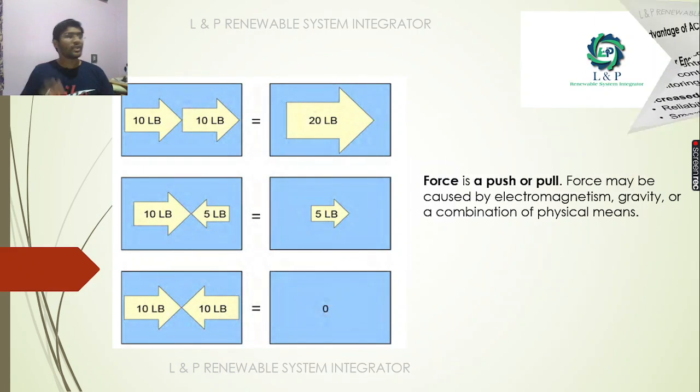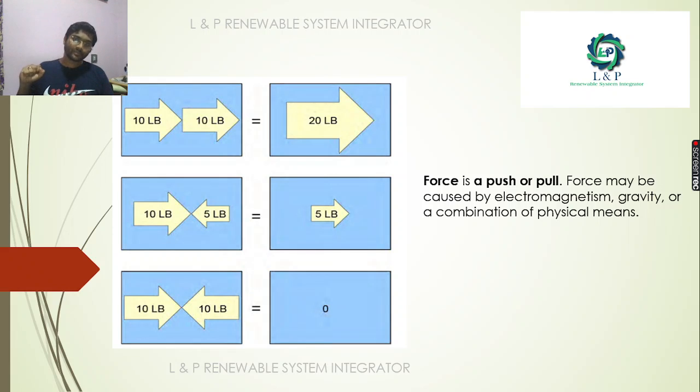As we know, we should know the basics. Force is nothing but a push or a pull. It can be caused by electromagnetism, gravity, or through physical means. So if you are giving a force of 10 pounds and another 10 pounds, it sums up into 20 pounds in the same direction. If you give a force of 10 pounds in one direction and 5 pounds in the other direction, the output will be 5 pounds. And if you give 10 pounds in both opposite directions, the output will be 0. This is how force works.